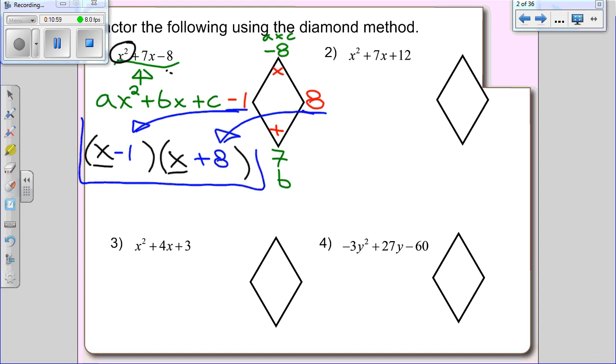If you're ever unsure about yourself and you want to figure out, hey, did I do that right? You could multiply these two things back together and they should equal whatever you started with. And it doesn't matter what order you write this in. Any order, yeah. Okay, we're going to do one more together and leave two for you to do.